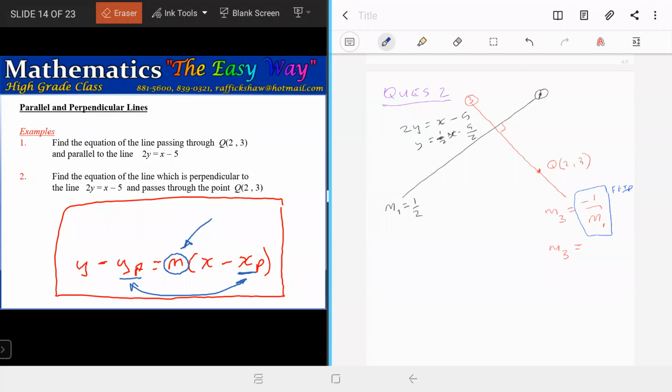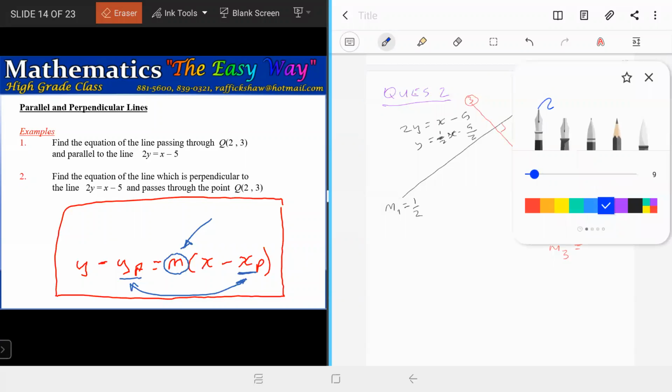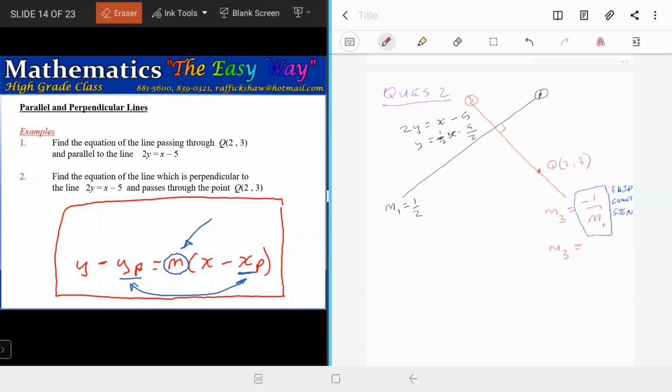This calculation right here is the flip business. Flip and change the sign. I'm not going to write out everything. Flip the one that we have and change the sign to get -2. Because if you flip this half, it becomes 2 over 1, and change the sign to negative: -2 over 1 is the same as -2. All right, so the gradient that we want right here is -2.